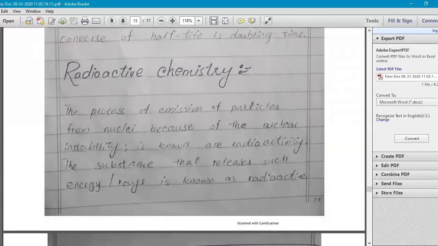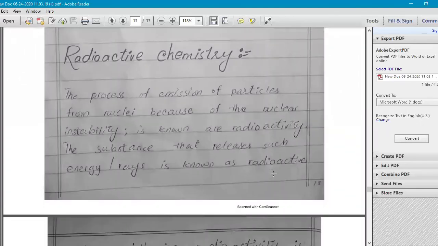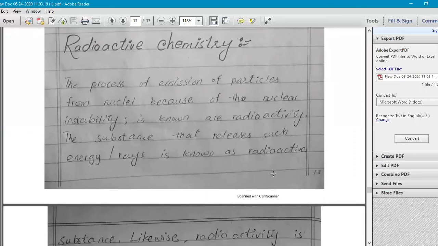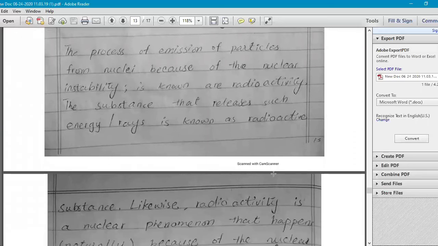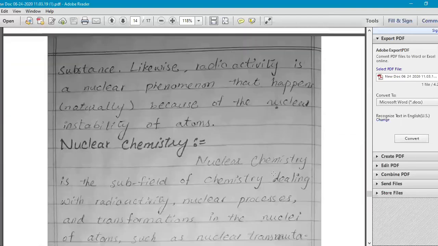Next, we have radioactivity. The emission of particles from nuclei because of nuclear instability is known as radioactivity. The substances that release such energy, like X-rays, are known as radioactive substances.